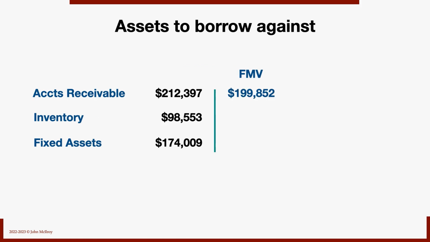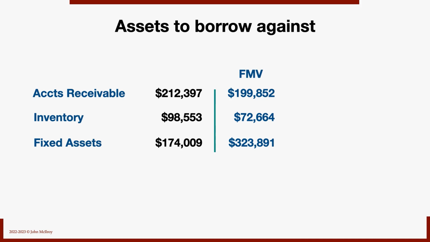Fair market value of accounts receivable is only $199,852. Why is it smaller? Because we deem some of those receivables not to be collectible. Maybe they're over 90 days or 120 days. Whatever your cutoff point is, in terms of collectible receivables. Inventory, 72,000. The difference between the two numbers might be obsolete inventory. Fixed assets, this time it's more. Maybe the fixed asset book value of 174 was a tax value, but the fair market value is quite a bit higher. So we need to make the adjustment between the book value to the fair market value.